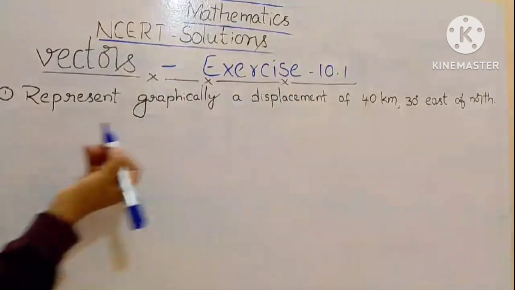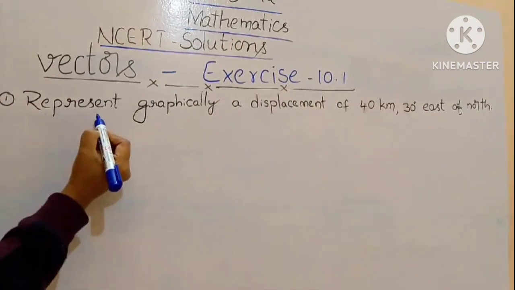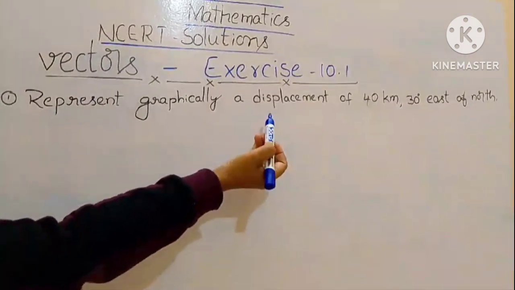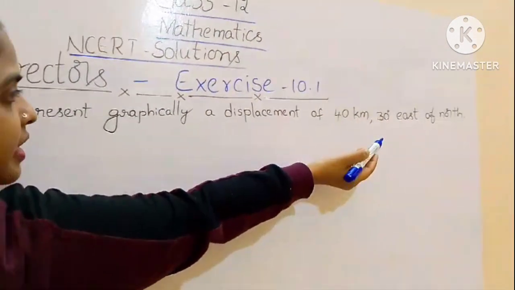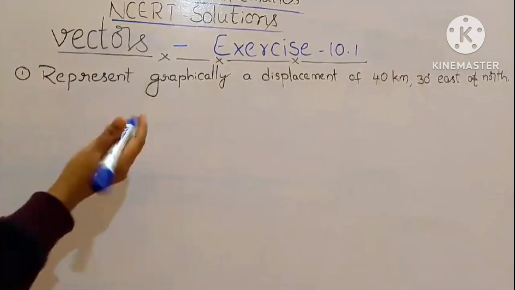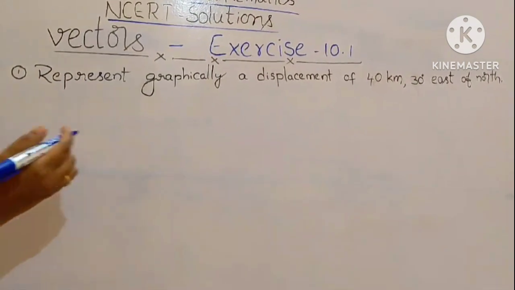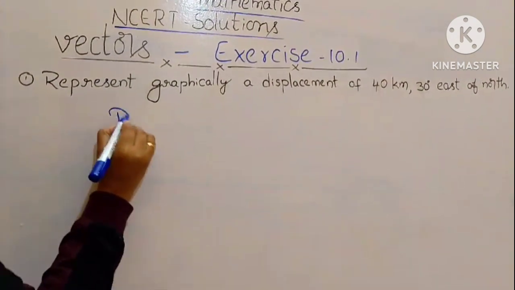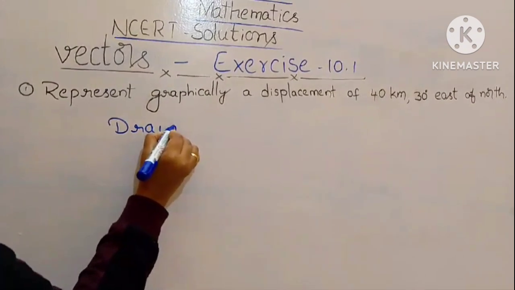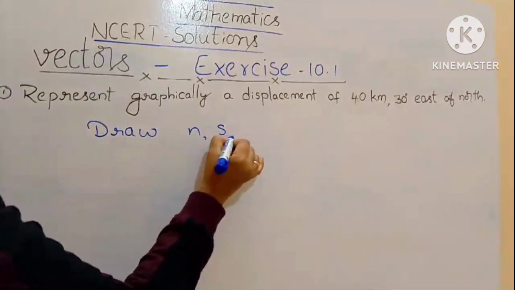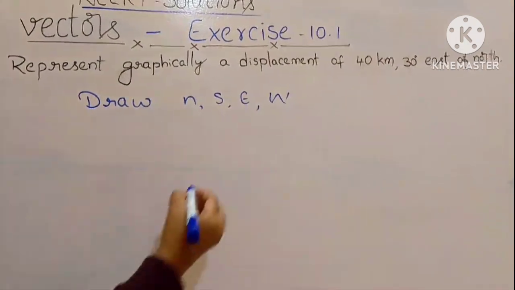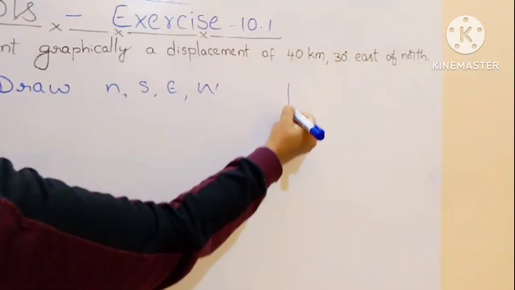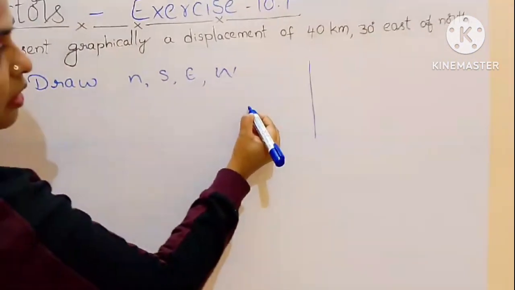Exercise 10.1. The first question is: represent graphically a displacement of 40 kilometers 30 degrees east of north. For this, I will explain. First, we need to draw the north, south, east, west directions. So, I will draw a graph for this.